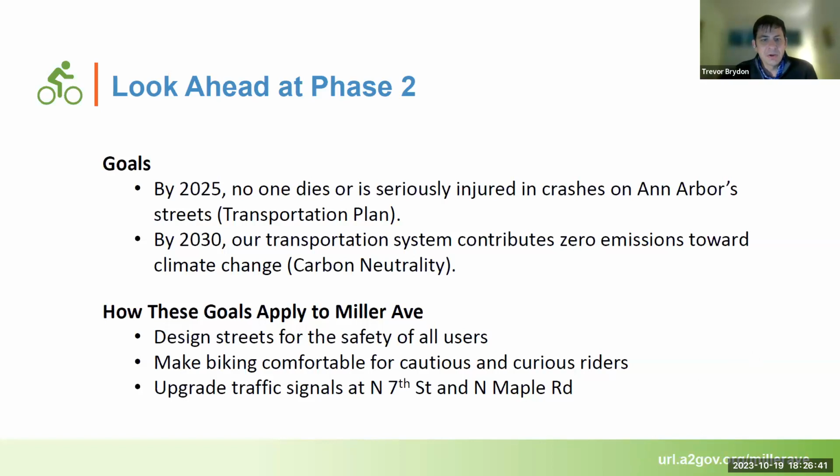How do these goals apply to Miller Avenue? We are looking to design the streets for safety for all users. Miller Avenue is a constrained right-of-way, like Brian has pointed out. Vehicular speeds rise pretty high going downhill, and so wanting greater separation and comfort for other users that are not traveling quite so fast is a goal for this project. Also wanting to make bicycling much more comfortable for cautious and curious riders.